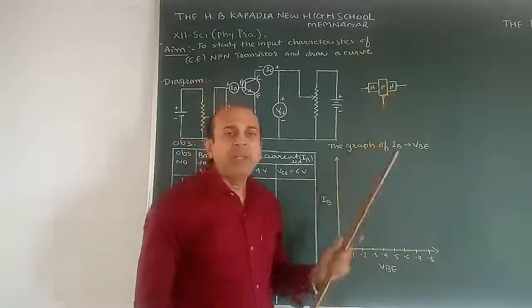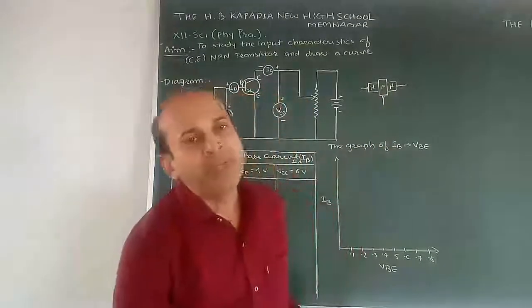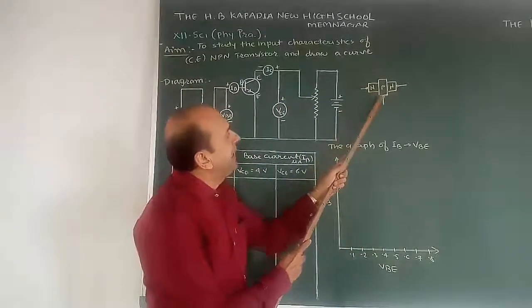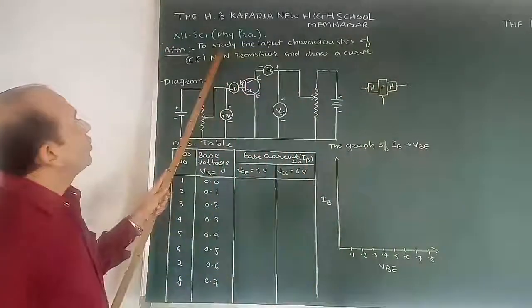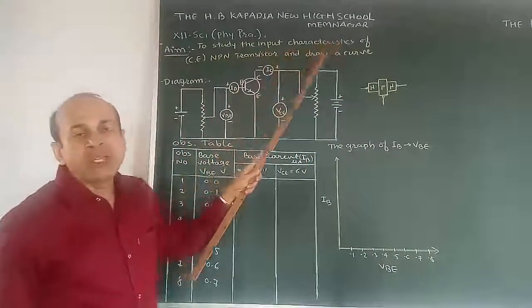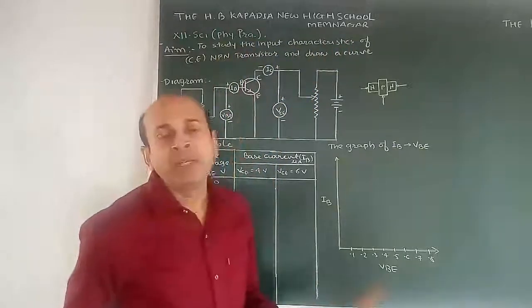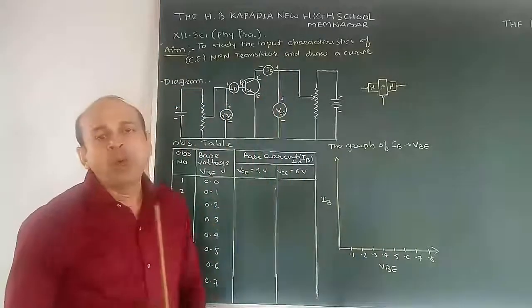In an NPN transistor, P-type material is sandwiched between two N-type materials. So it has three regions, that is first N, P and N. Our aim is to study the input characteristics of CE, which means common emitter, NPN transistor, and to draw a curve.